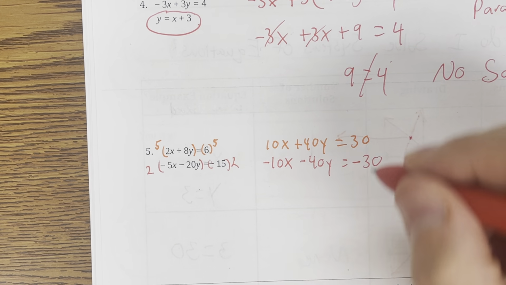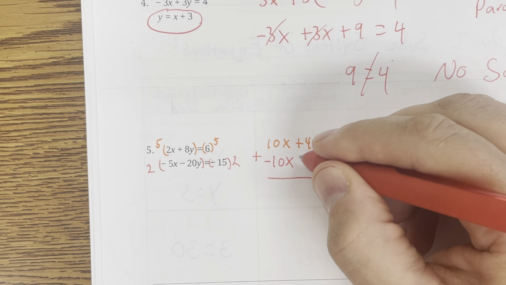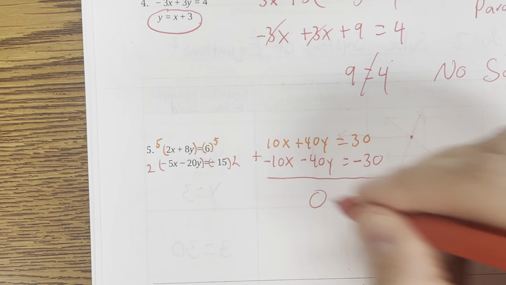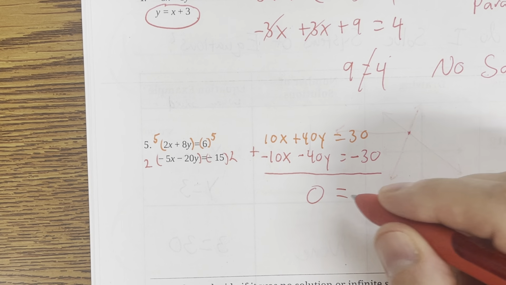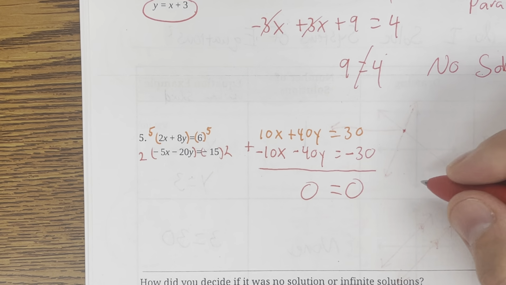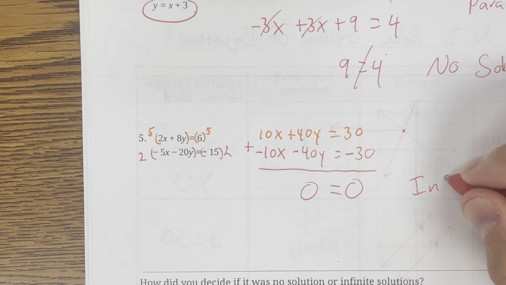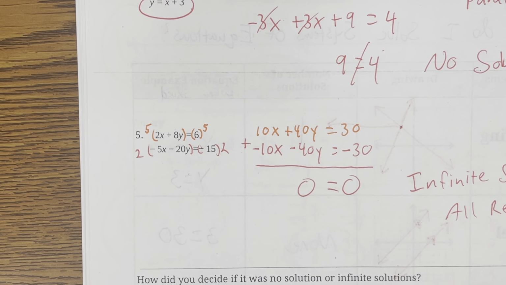Now when I add the two together, x's cancel, y's cancel, that's 0. There's still a 0 over there. And 30 plus negative 30 is also 0. So 0 is always equal to 0. That is always true. So this is infinite solutions. All real numbers. Okay, so infinitely many, all real numbers.